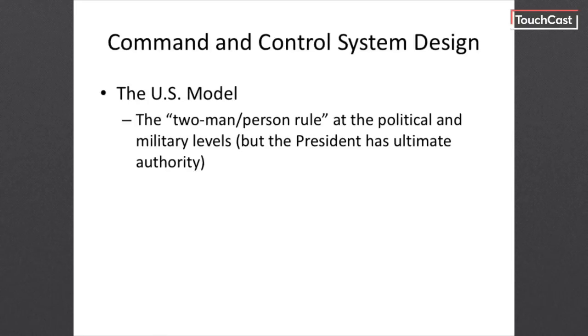Now, the US model sort of has a fundamental concept to it, or philosophy, and that is the so-called two-man or two-person rule at both the political and military levels. The whole idea here is that no nuclear weapon should be authorized for use or launched without two humans in the loop. Now, at the political level, this is a little murky because the president has ultimate authority as an individual to launch the United States nuclear weapons. Nobody else has that authority.